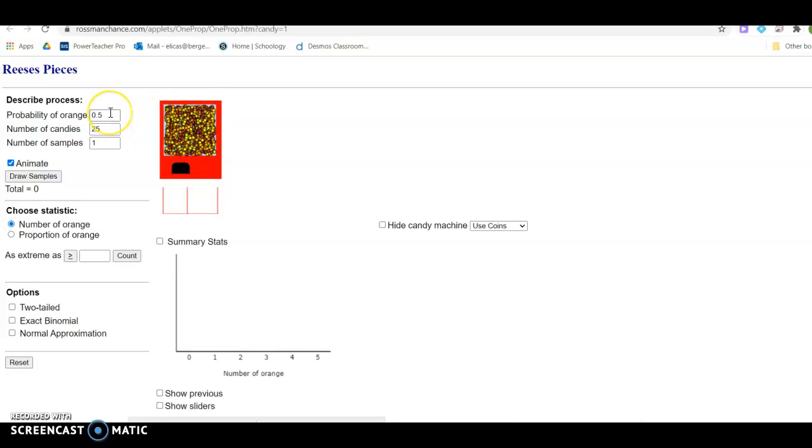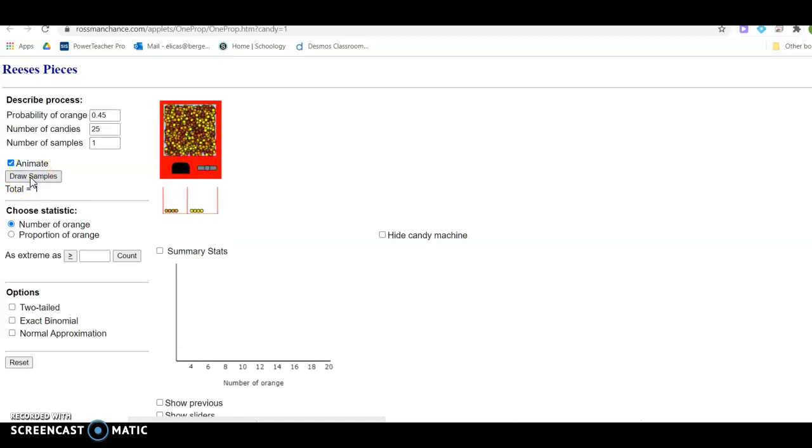It's telling us, and you can change this, you could change the probability to 45 if you wanted to. Right now, it's telling us that 25 pieces of candy are going to come out of here, one sample at a time. So when I press draw, here comes all my candy, and it's separating it into orange versus the other colors, and it's telling us that out of one sample of 25, we got 15 orange pieces.